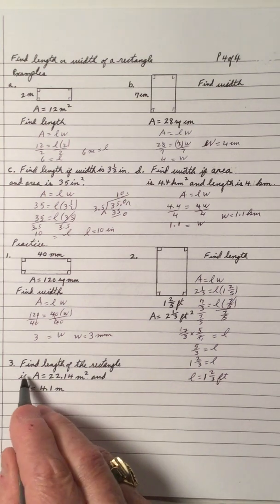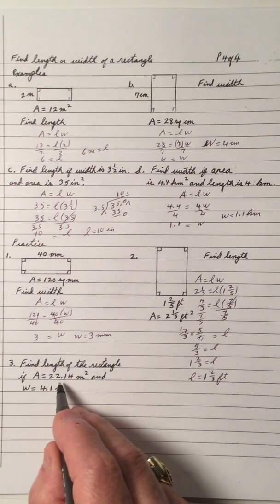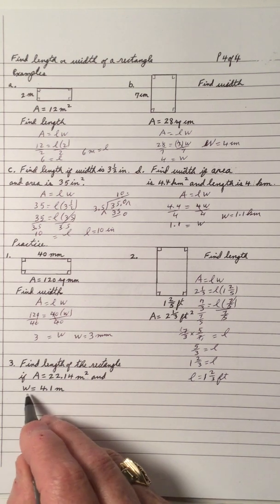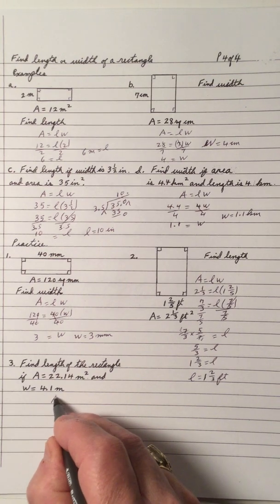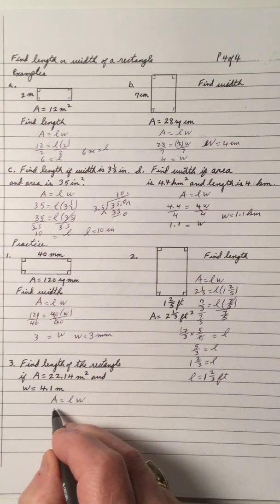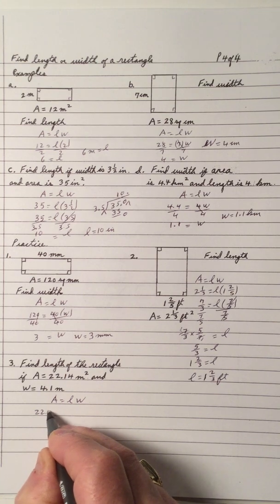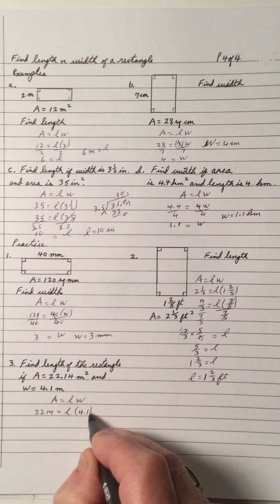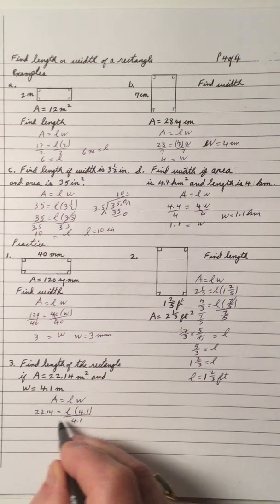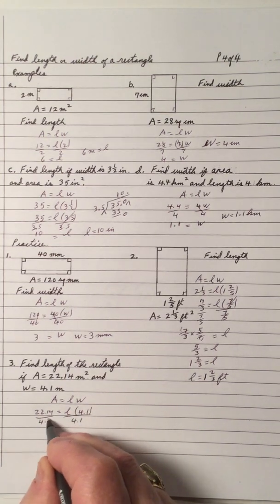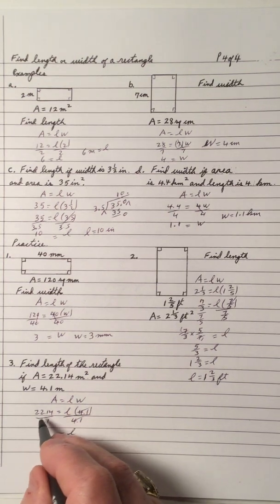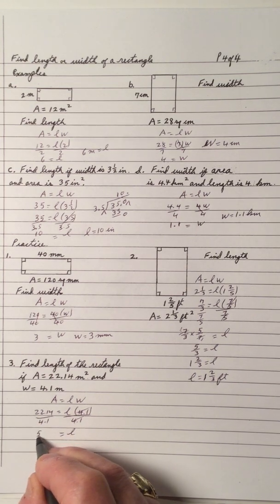And number 3, find the length of the rectangle when the area is 22.14 square meters and the width is 4.1. So the area is length times width. The area is 22.14. The width is 4.1. Divide both sides by 4.1. And if you take a calculator, that cancels out, gives you 1. And when you divide 22.14 by 4.1 with a calculator, you get 5.4.